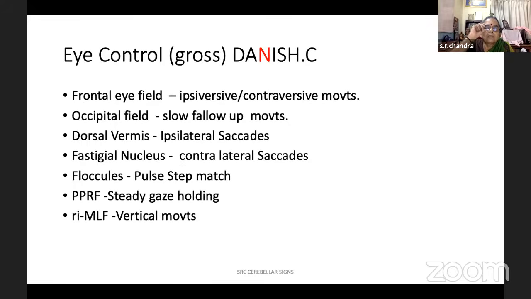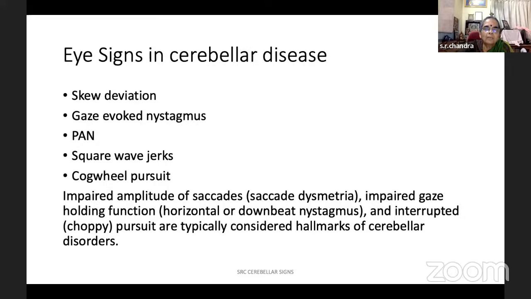Next, we will come to the nystagmus. So cerebellum, various structures. I have taken 1 or 2 sessions on eye movement. I have not completed it. I think I took 2 sessions on eye movement control. So these various structures control the eye movement. Each one we will not elaborate. And in cerebellar disease, we get skew deviation, gaze-evoked nystagmus, periodic alternating nystagmus, square wave jerks, and cogwheel pursuits. These are the eye signs of cerebellar disease.